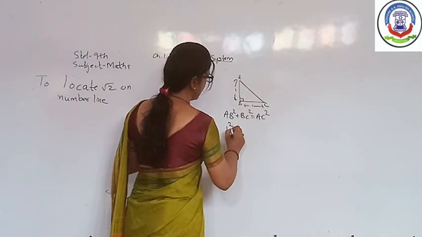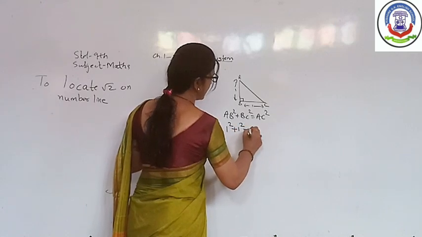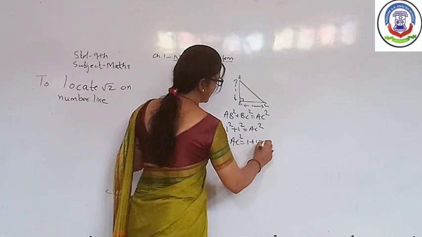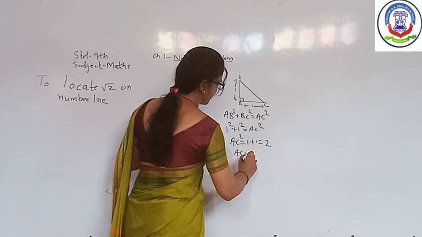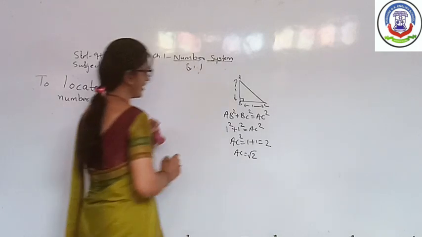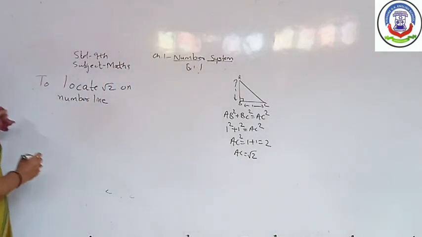In that case, it is 1 square plus 1 square is AC square. So AC square is equal to 1 plus 1, which is 2. AC is square root 2. So now we will try to locate root 2 on the number line.